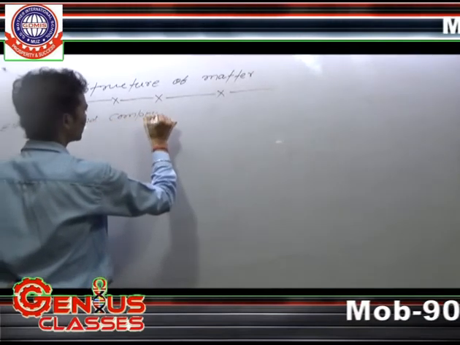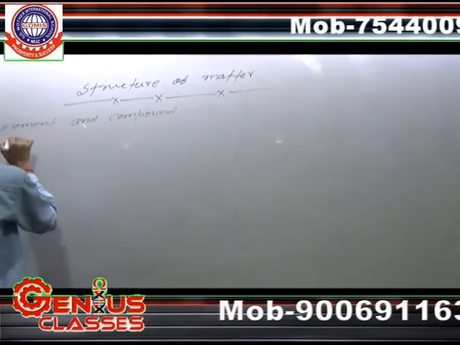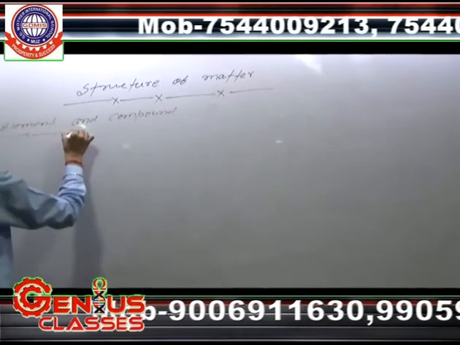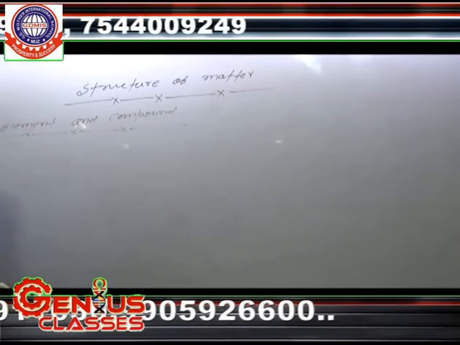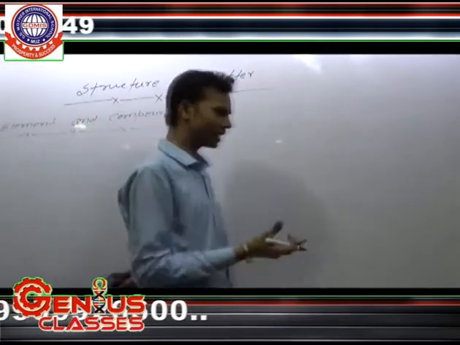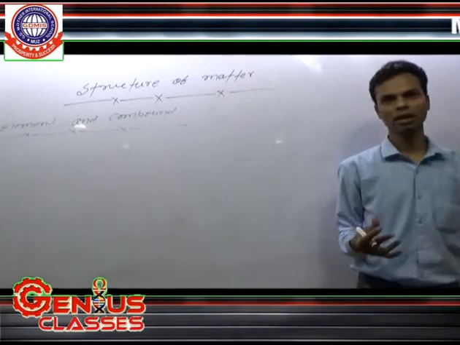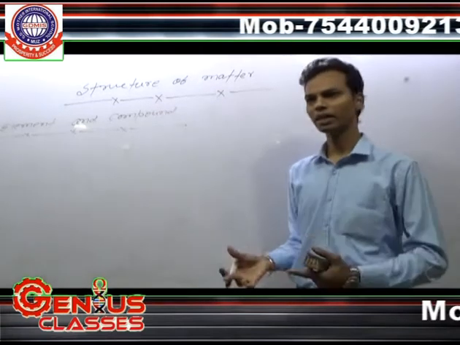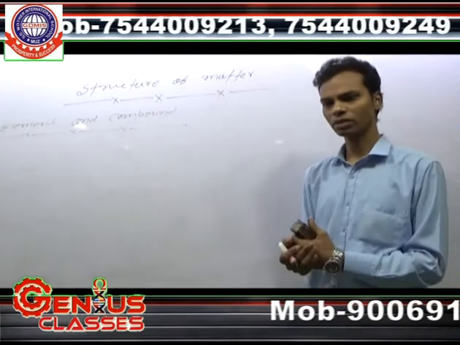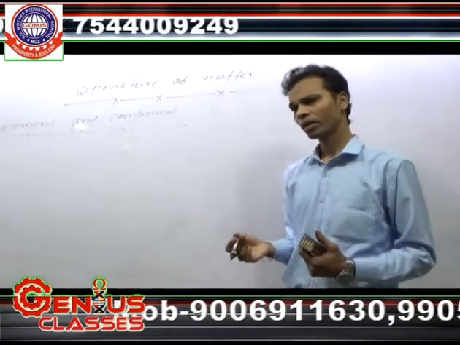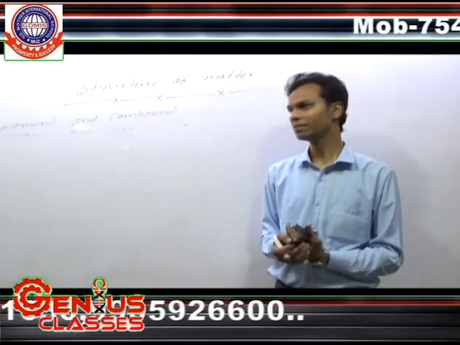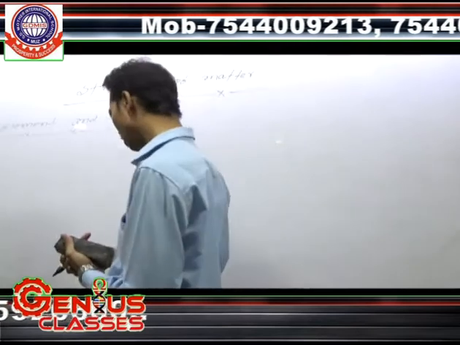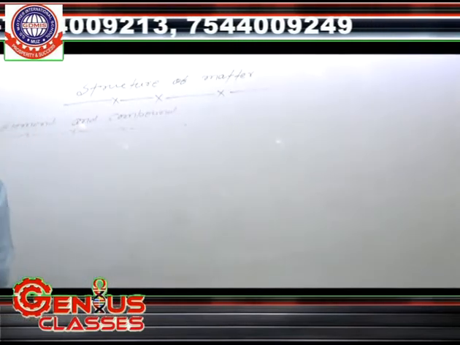Element and compound. So first of all, element. We can define element as a substance which is made up of only one kind of atoms and cannot be broken down into similar substances by chemical method.